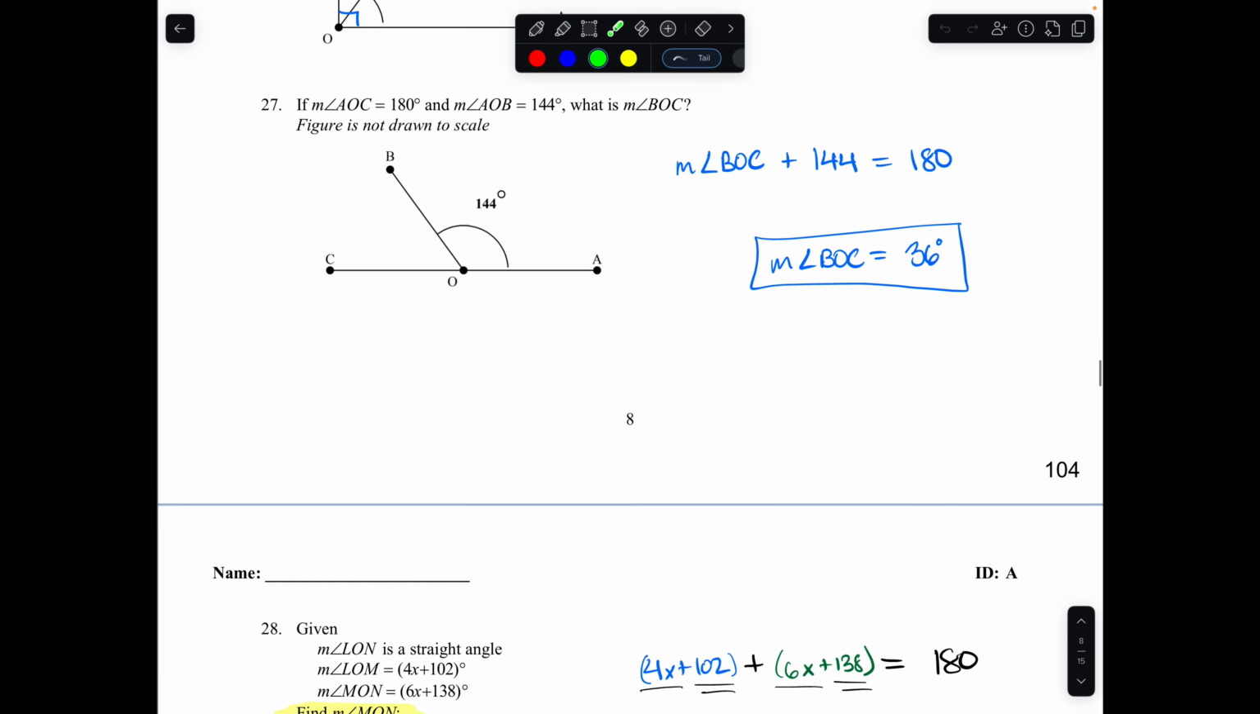All right, this one's very similar, except AOC doesn't add to 90, it's 180 degrees. So 144 plus something needs to equal 180 degrees. So in other words, measure of angle BOC plus 144 equals 180. Subtract 144 from both sides and we'll find that this angle needs to be 36 degrees.